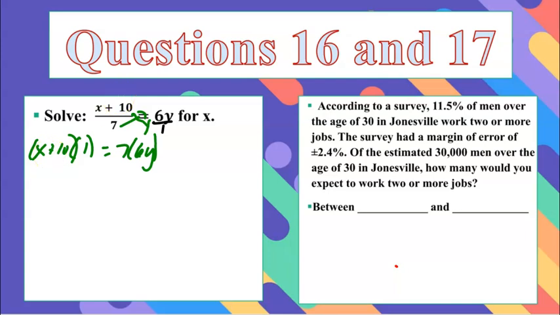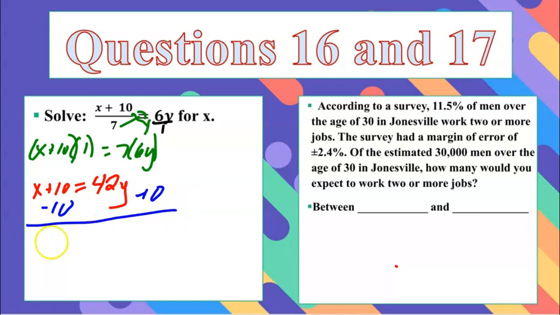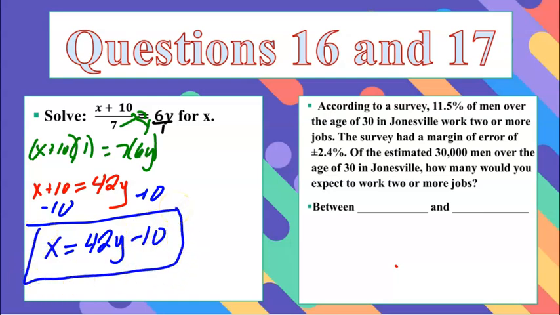When I simplify that, 1 times (x plus 10) is just x plus 10 equals 7 times 6 is 42y. Now we're supposed to solve for x. To get x by itself, I'm going to subtract 10. When I do that, x is going to equal 42y minus 10. I cannot combine the 42 and 10 because the 10 does not have a y, so they're not like terms.